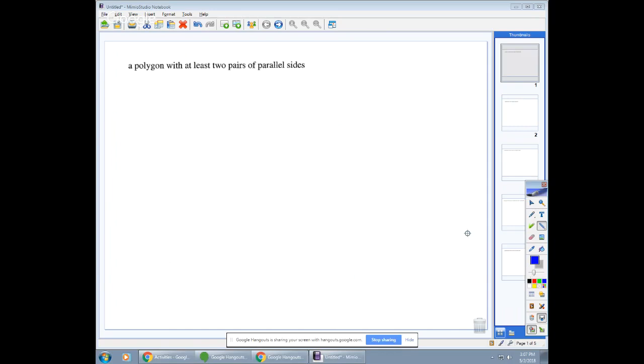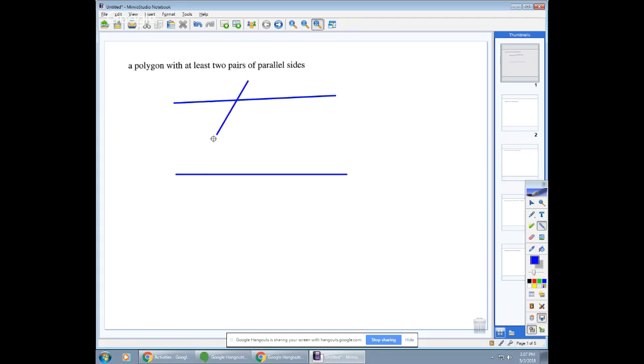Parallelogram? Parallelogram, so I could have that side there, and then hope that's parallel to it, and then we can have that side there, and hope that's parallel to it. So parallelogram is definitely one option.